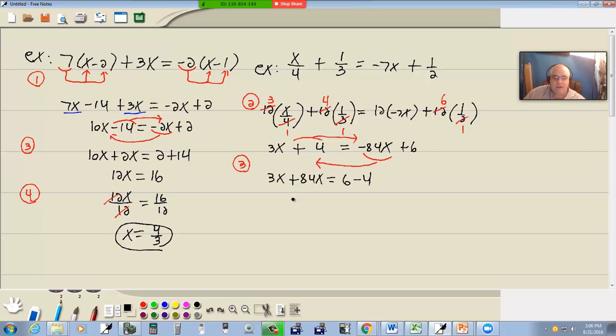3x plus 84x is 87x. 6 minus 4 is 2. Combine together like terms, combine together numbers. And step 4: divide both sides by the number in front of your x. The number in front of your x is 87, so we'll divide both sides by 87. And we get x is equal to 2 over 87. Those 87s cancel.